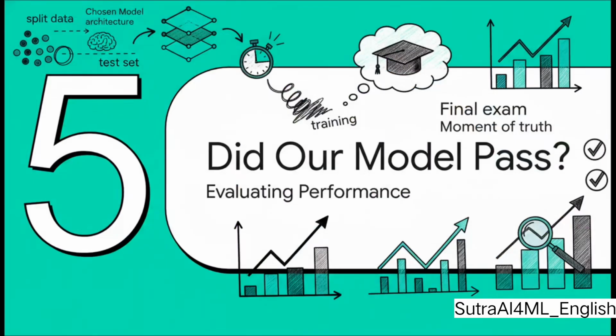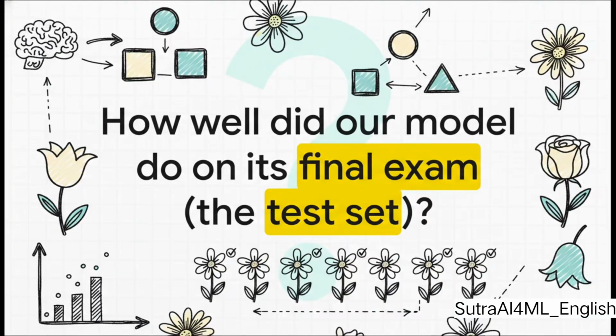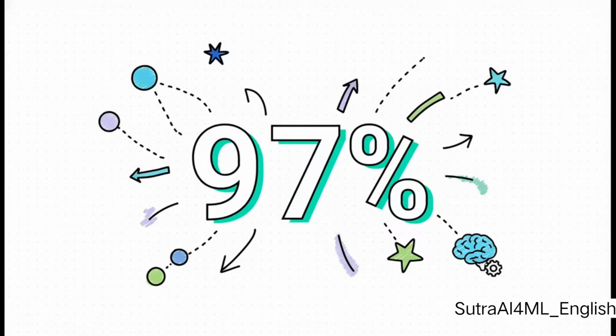All right, we've split the data, we've chosen our model, we've trained it. Now for the moment of truth. It's time to see how our little model did on its final exam, that test set it has never ever seen before. So we're about to ask our model to predict the species for every flower in that hidden test set. Then we're going to compare its guesses to the true answers. How well do you think our simple little model is going to do? 97%. Wow, that is an absolutely fantastic result.